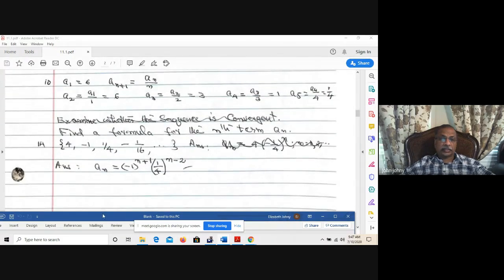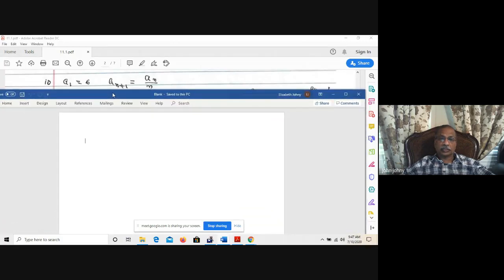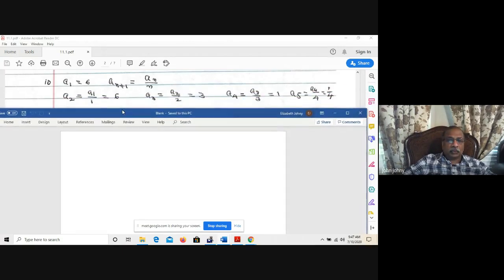And here is a recurrence formula. a₁ is 6. aₙ₊₁ is aₙ divided by n. So a₁ is given. For a₂, if you replace n by 1, a₁₊₁, that is a₂, is equal to a₁ over 1. n is 1. So it is a₁ over 1, that is 6 over 1, 6.